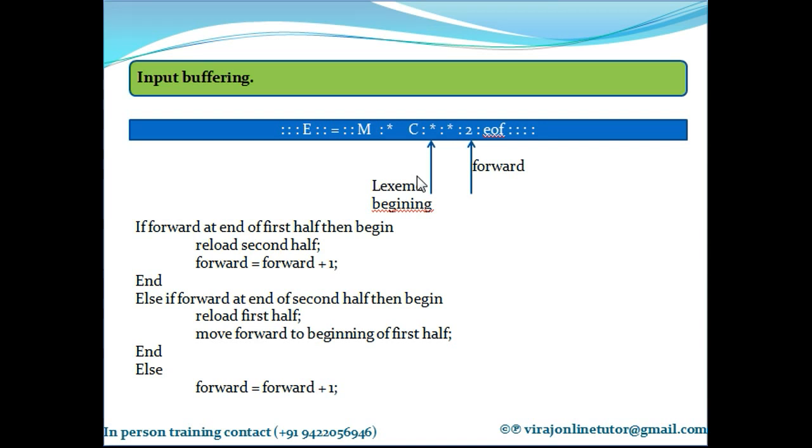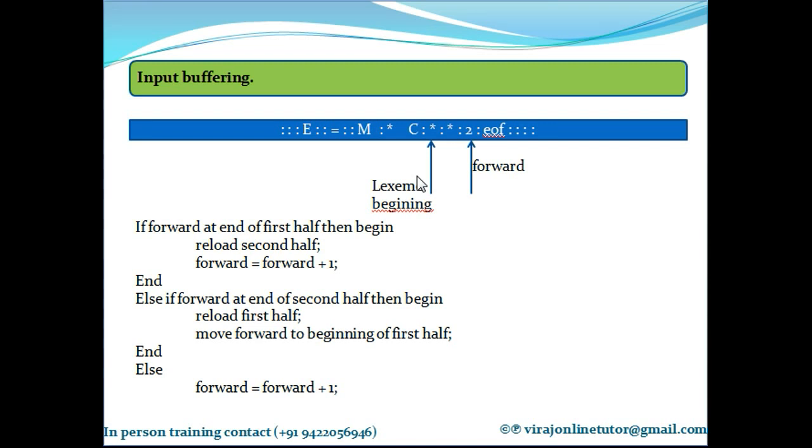One pointer is called a forward pointer, as we see on the screen. It scans ahead until a match for a pattern is found. So we keep on moving the forward pointer character by character till a particular pattern is matched. Only when a particular pattern is matched can we declare a lexeme as a token. Once the next lexeme is determined, the forward pointer is set to the character at its right end. So we keep on moving the forward pointer.